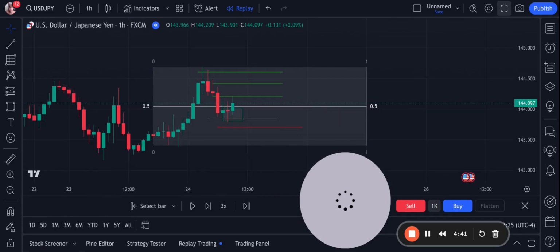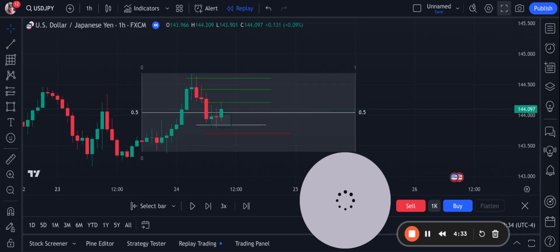So I'm not going to go into the 4 hour, because the 4 hour candle shows what happens here. So obviously by the title, you know that I lost this trade, but I'll show you why I entered and what I can do better.